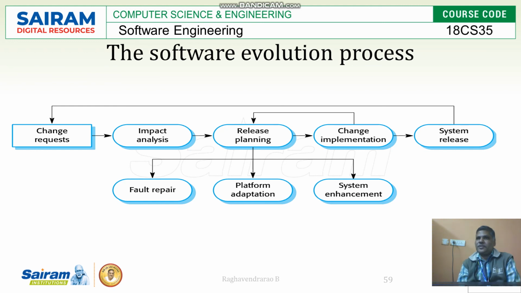So you should have the release planning. Then the change is implemented, and it is retested. If everything is fine, the system is released. These are the different versions that get released, and this is a continual process.